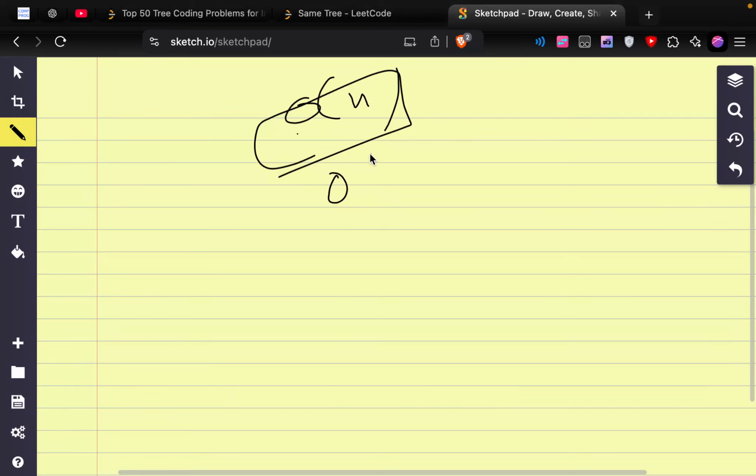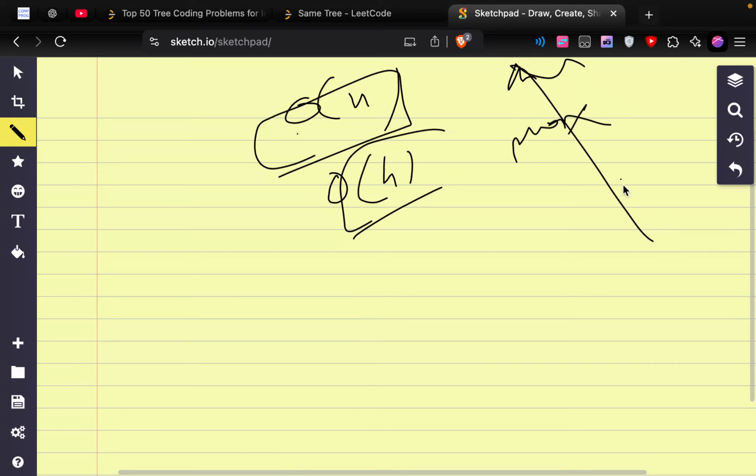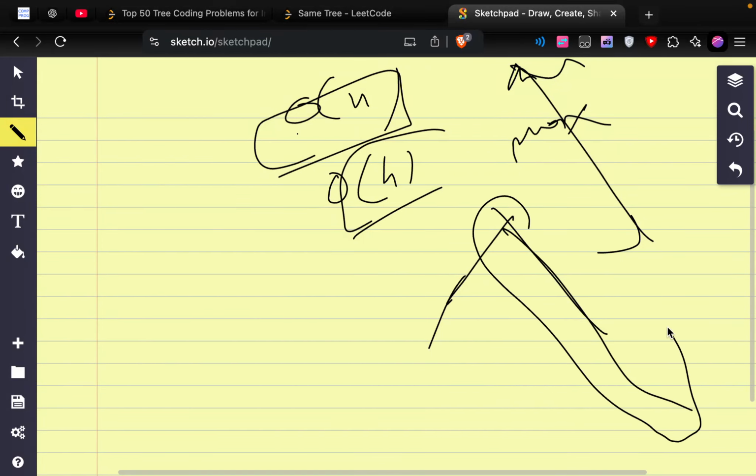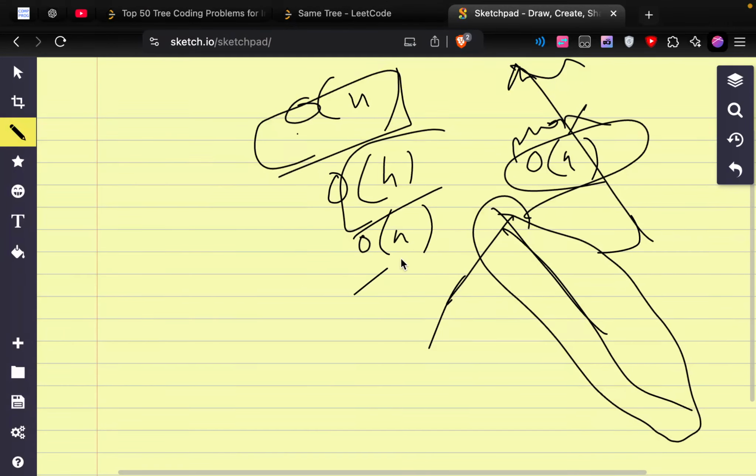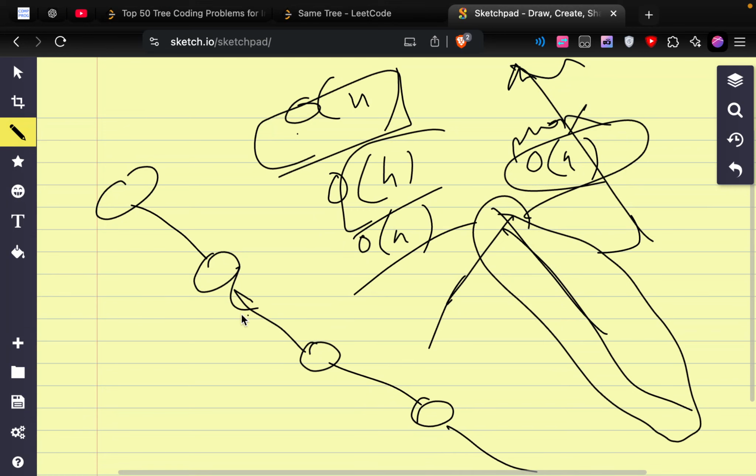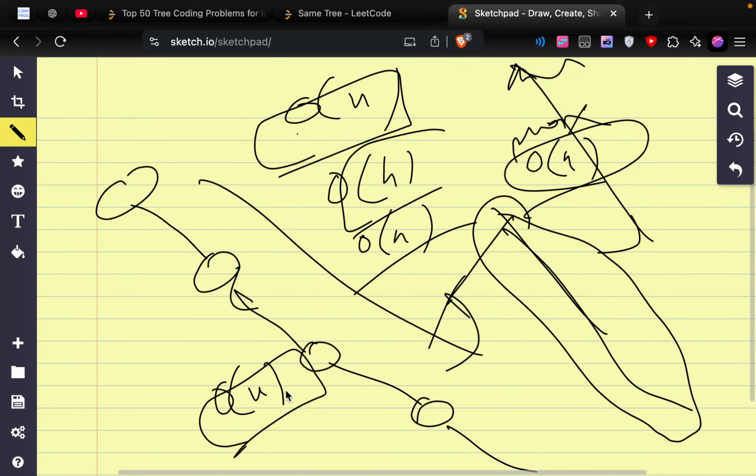In this case, the space complexity is O of h because the maximum space taken will be the height of the tree, and in imbalanced or unbalanced trees, the deepest height will be the space complexity of h. And in the case of a skewed tree, where the nodes are stacked in one direction, the space complexity is O of n, which is simply because you're traversing all the nodes in this case, so O of n.